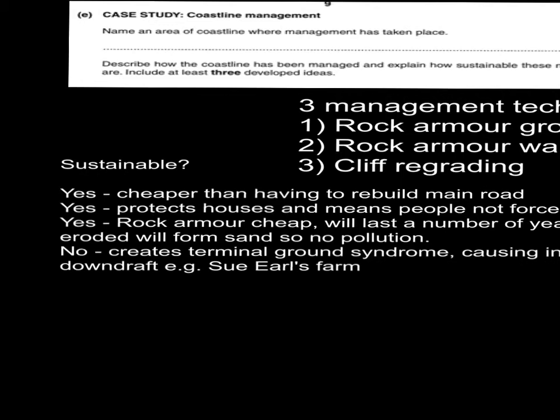You could argue, however, that although it's not ideal, it is low-value land, and although it's not good, particularly for Sewell and her farm, it's a price worth paying, and that the cost there isn't anywhere near as expensive as having to relocate a whole village and rebuild that road.